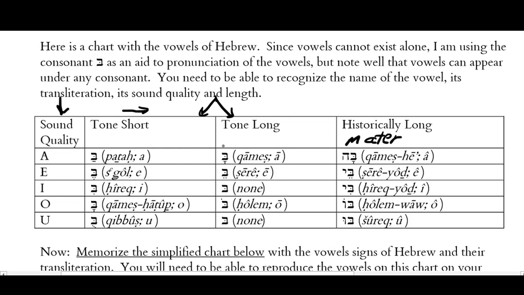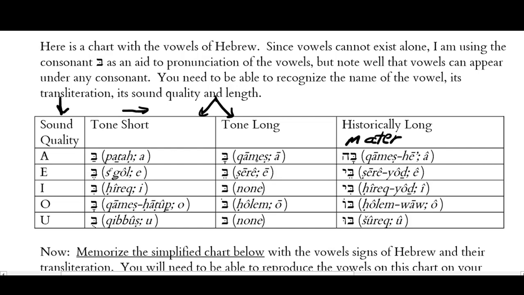Now, in the second column, we have the tone long vowels, and there are actually only 3. The A, the E, and the O vowels. There is no tone long I or U vowel. So we only have 3 to memorize, but you have to know which ones don't get one.